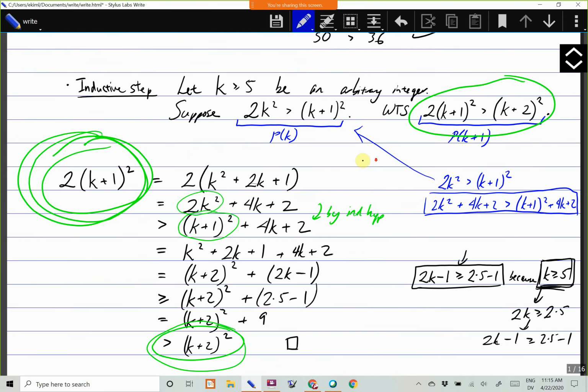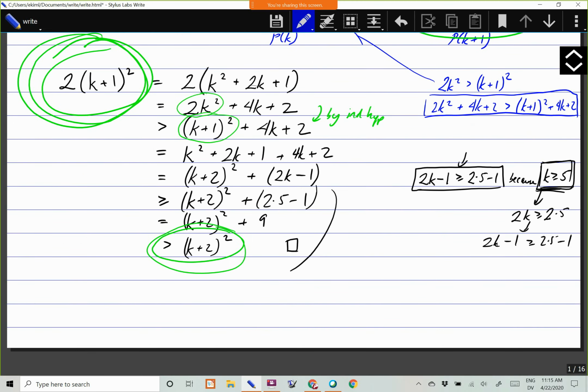Yeah, so it's not so much that we're using it in all the final 3 steps. What's going on is the fact that k is greater than or equal to 5, which leads to this, allows you to replace that 2k minus 1, which is here, with 2 times 5 minus 1. But then to make that replacement, you have a greater than or equal to sign.